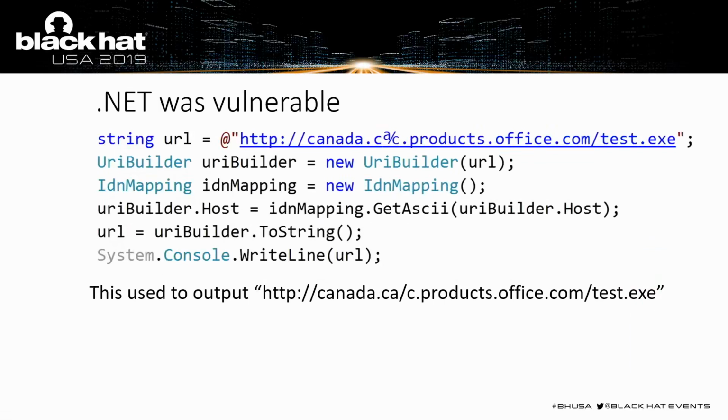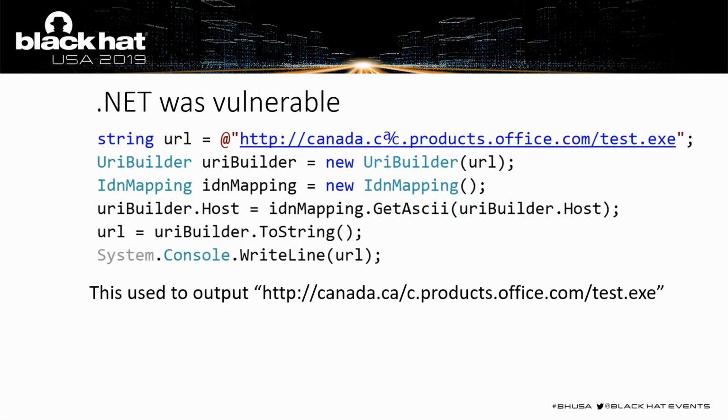But other Microsoft stuff was vulnerable as well. .NET was vulnerable. So the .NET framework has classes for dealing with URIs. It has the URI builder, which can be used to pull the hostname out of a URL. And it has the IDN mapping class, which can be used to convert a hostname between Unicode and ASCII. And it turns out that if you used URI builder on one of these hostnames, so this canada.c account.of.products.office.com, it would say, well, the hostname is that whole thing.